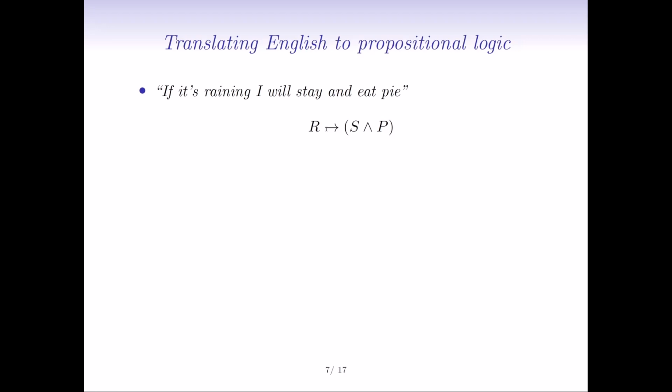So it's an implication at the top level. If it's raining, R, then in brackets, remember, we have two things. One, I will stay, S, and two, I will eat pie, P.